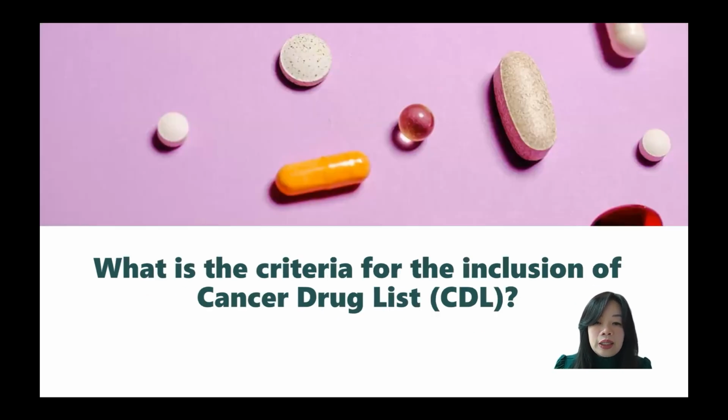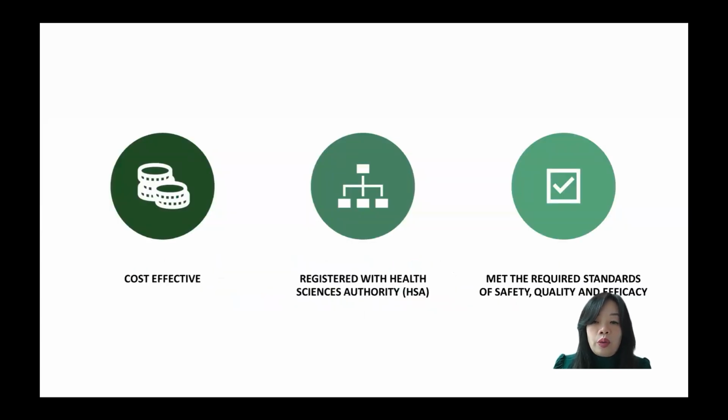So then what is the criteria for the inclusion of the cancer drug list? So first of all, it has to be cost effective. And the definition for being cost effective is that cancer drug list, it has to provide good value in treating the particular cancer compared to existing standard of care in terms of health benefits and costs. And of course, it has to be registered with the Health Sciences Authority and meet the required standards of safety, quality, and efficacy.